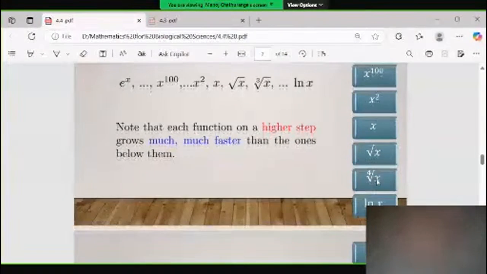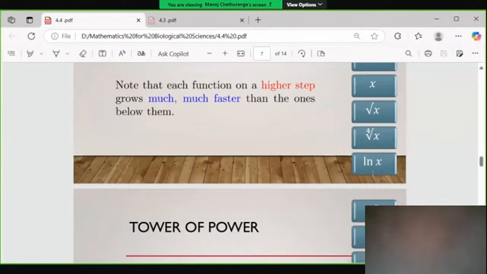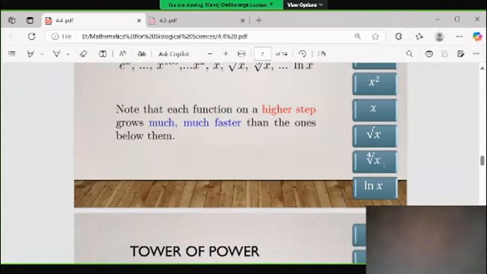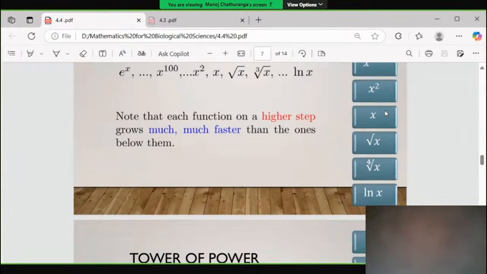Then on the very bottom of this power tower, I have natural log of x. Natural log of x has the smallest growth rate. Its growth rate is way below all these power functions.